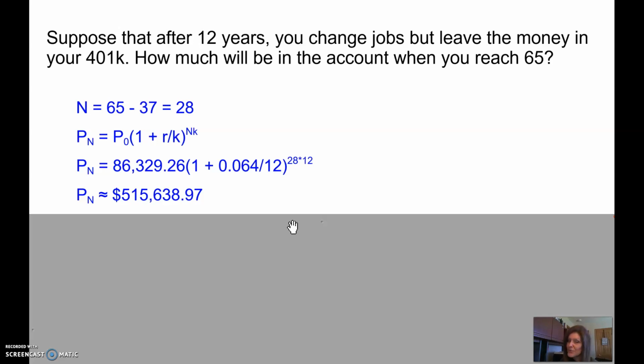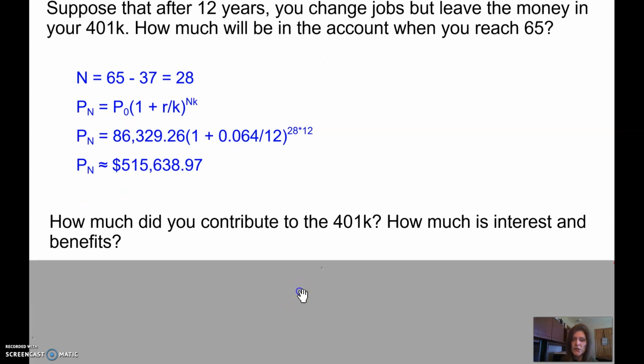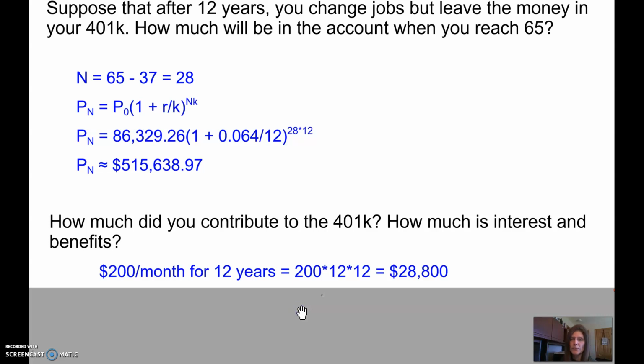Now here's where it gets really interesting, I think. The next question is, how much did you actually contribute to that 401k? And how much then is interest and benefits? Well, the first part of the problem said we were going to be contributing $200 every month for the course of 12 years. So 200 times 12 times 12 years is $28,800. That was our part of the investment, or your part, however we're reading this.